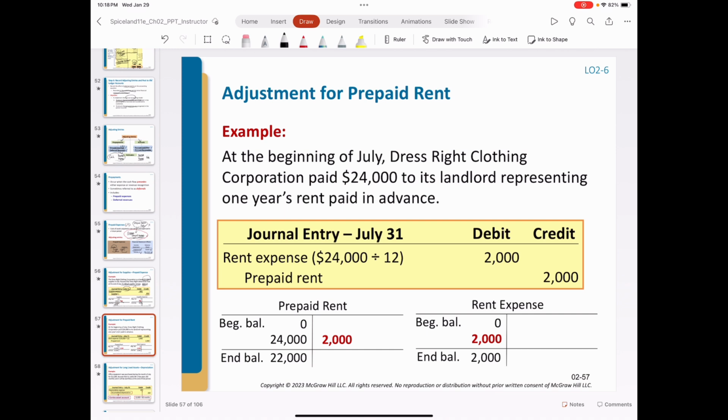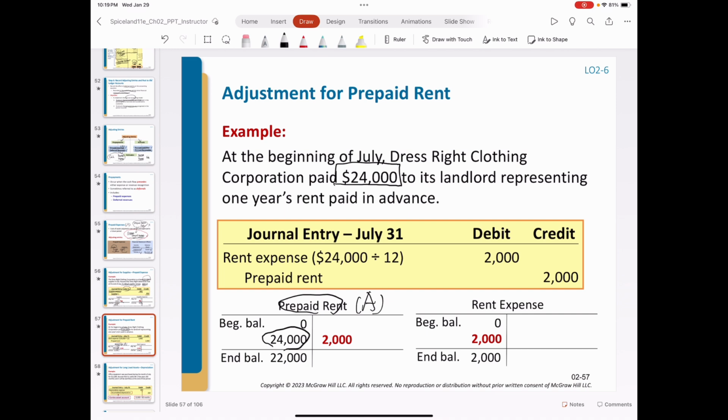Here is another prepaid expense example. This one is prepaid rent, which I just mentioned. The company paid $24,000 for a 1-year lease, but we didn't recognize lease expense. We only record $24,000 as prepaid rent, which is an asset. One month after, we should recognize 1 month of expense because 1 month has passed. The company used this property for 1 month, so it should recognize 1 month of rent expense.